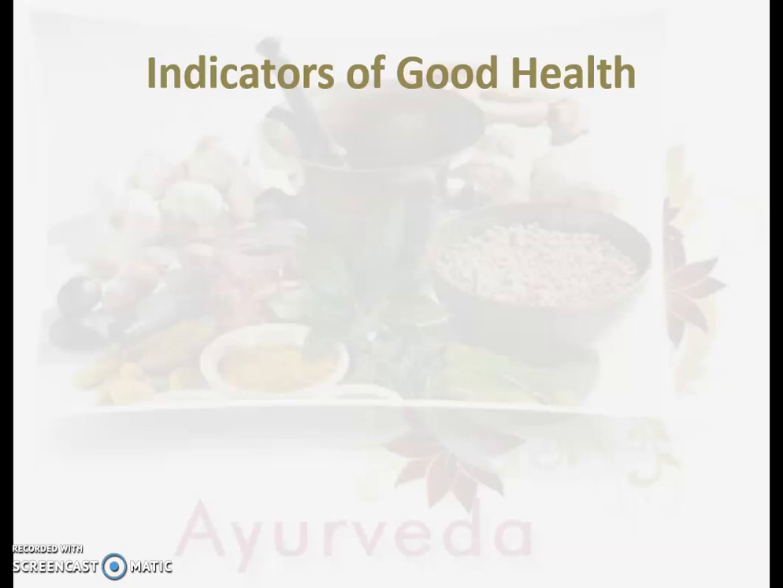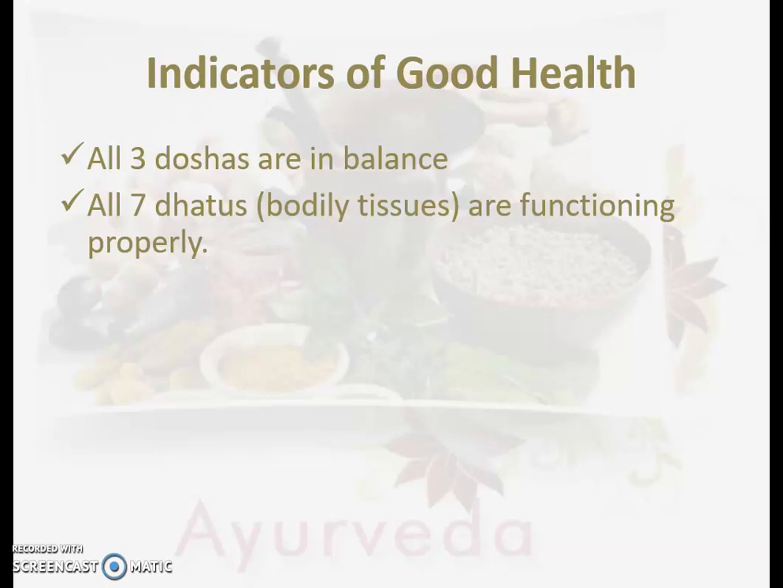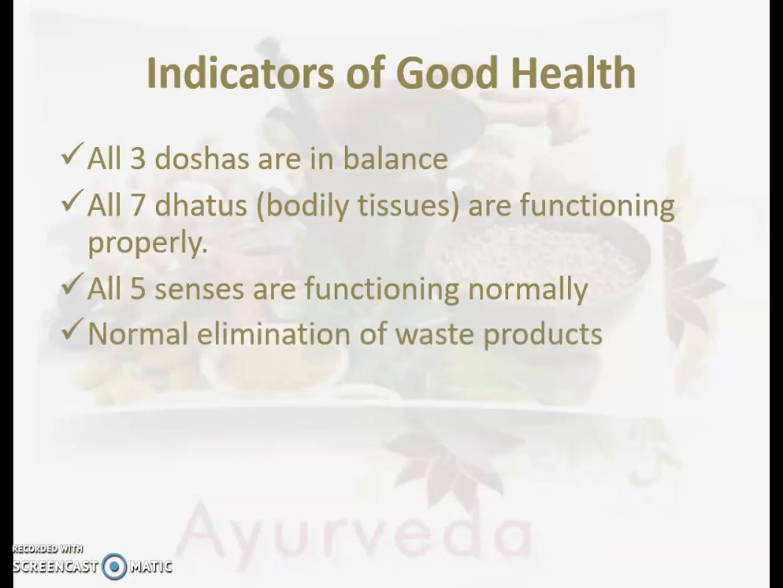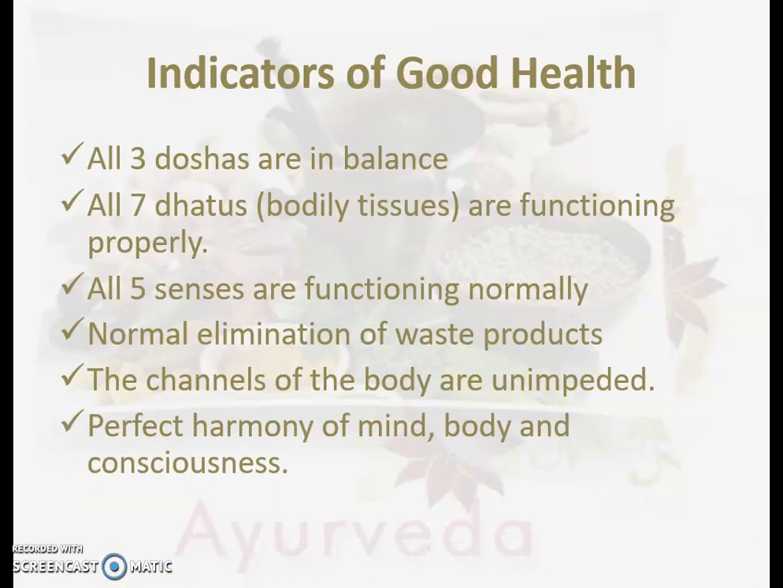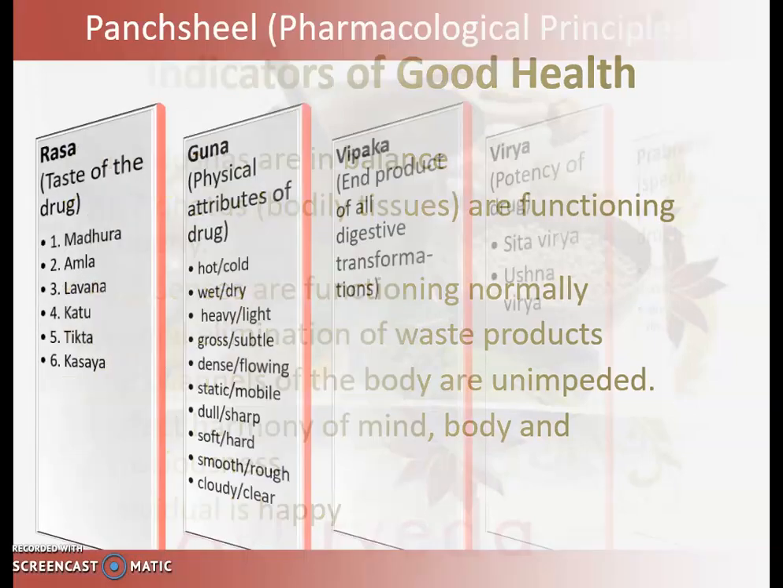Now we can sum it up in one line as the indicators of good health: when all three doshas are in balance, all seven dhatus, the sapta dhatu, that is the tissues, are functioning properly, all the five senses are functioning normally, the mala, the normal elimination of waste products, is obtained, and the channels of the body are unimpeded, that is not obstructed or hindered in any sense, then this is called the perfect harmony of mind, body and consciousness, which is obviously the result is the individual is happy.